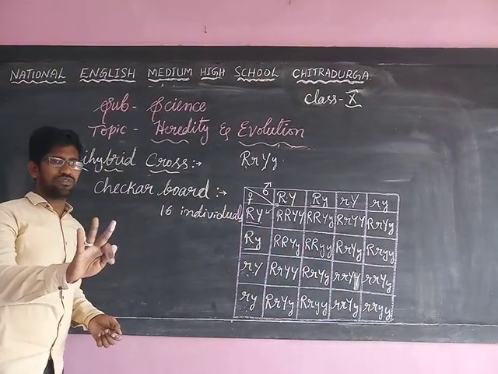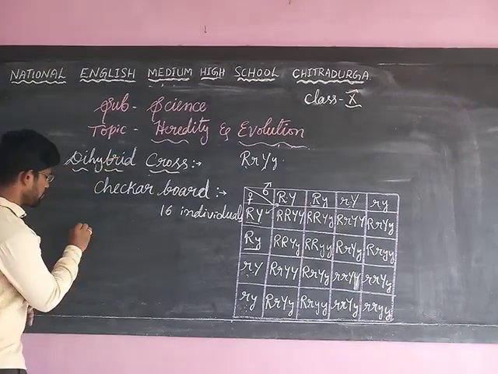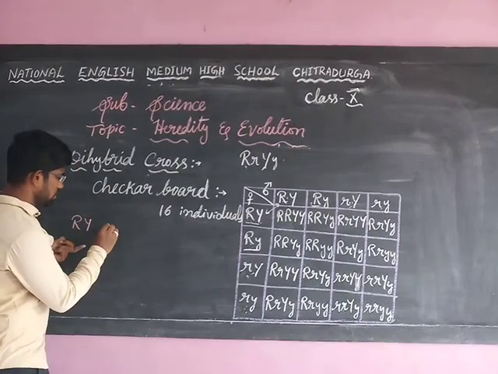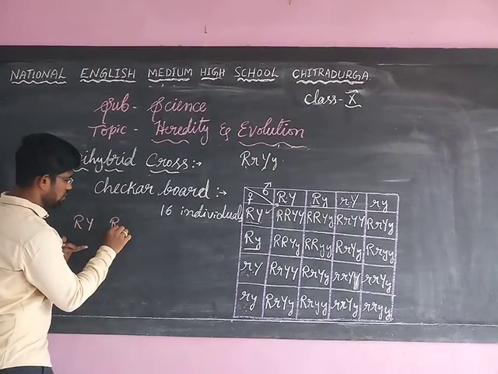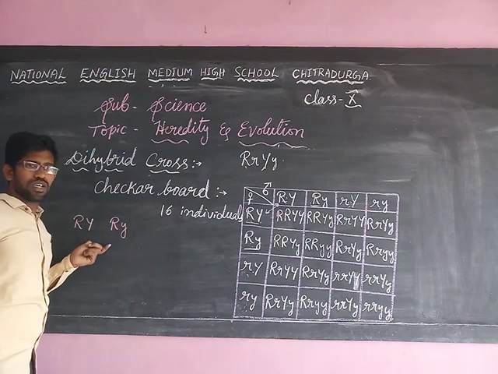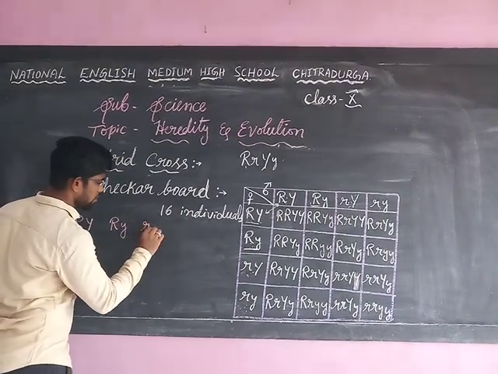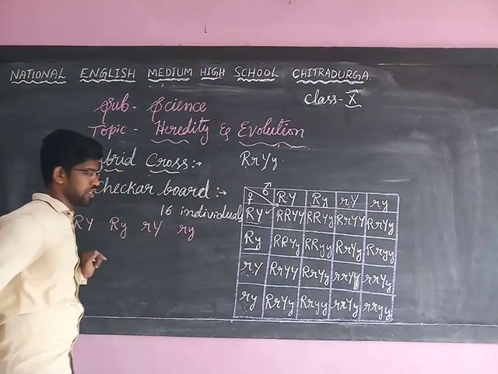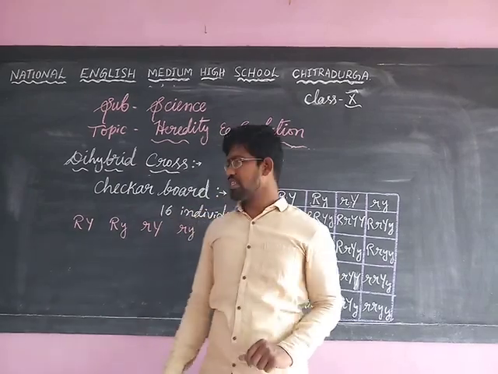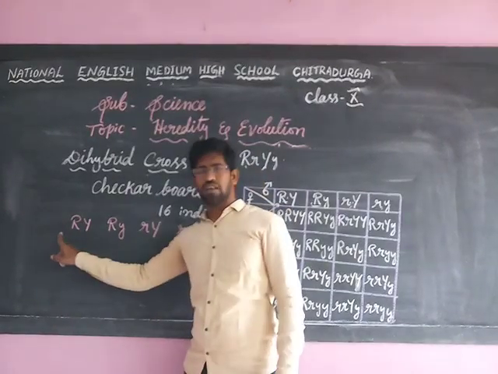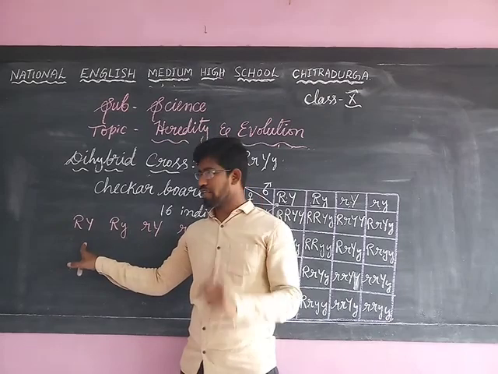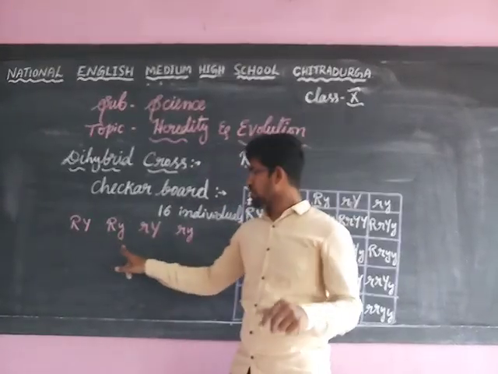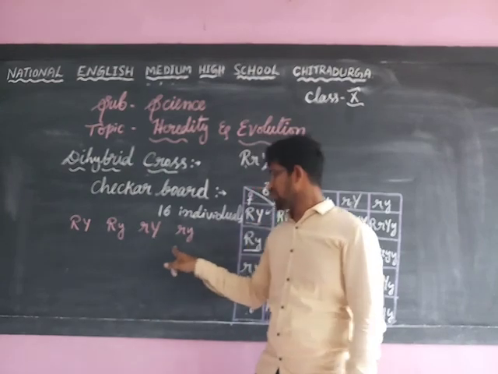There are 4 individual characteristics we can see. First one is round yellow. Then second one is round green. Then third one is wrinkled yellow. And the fourth one is wrinkled green. Remember I wrote the gametes, but listen carefully. The first characteristic is round yellow, because dominant letters are there, that's why I am writing round yellow first. Then second is round green, third is wrinkled yellow, fourth is wrinkled green.